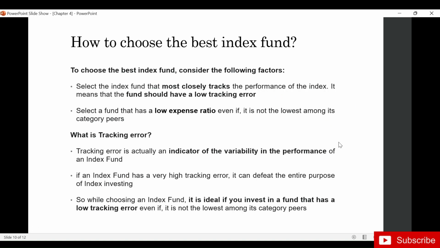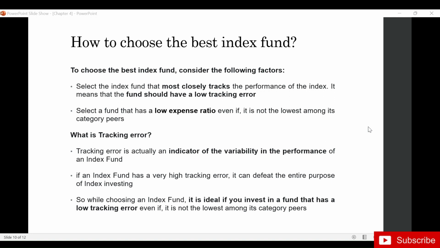In lesson 4, we will discuss how an investor can choose the best index fund. For choosing the best index fund, an investor should consider the following factors. He should select an index fund that most closely tracks the performance of the index. This means that the index fund he is investing in should have a low tracking error. Also, he should select an index fund that has a low expense ratio. The expense ratio does not need to be the lowest among the category peers, but it should be towards the lower end of the spectrum.